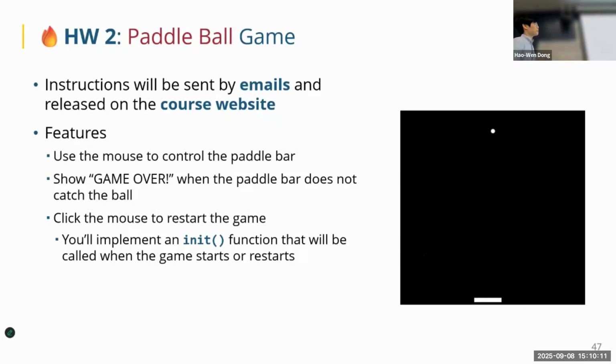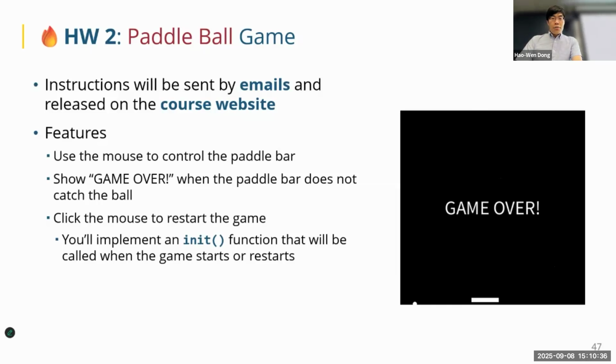Feel free to use whatever colors or whatever shape you like. Click the mouse to restart the game. So, you will get a game over if it doesn't catch the ball, and you just click the mouse. You will want to use void mouseClicked, and then restart the game by implementing that init function.